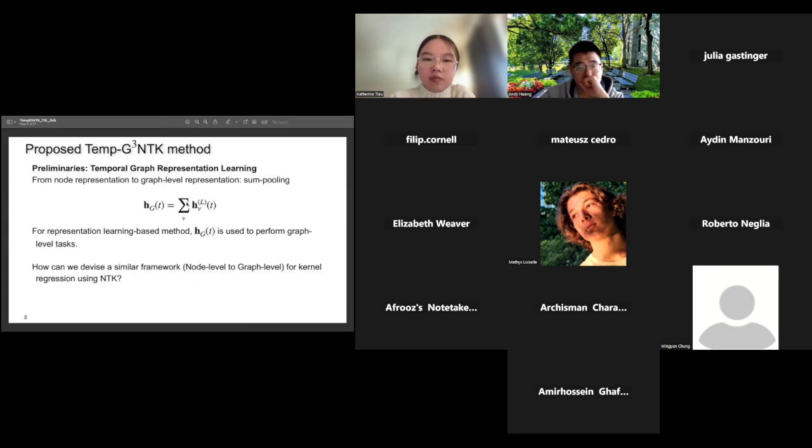And with that, we could now define the graph level representation. Here we would simply let the graph level representation be the sum pooling over all nodes in the graph.